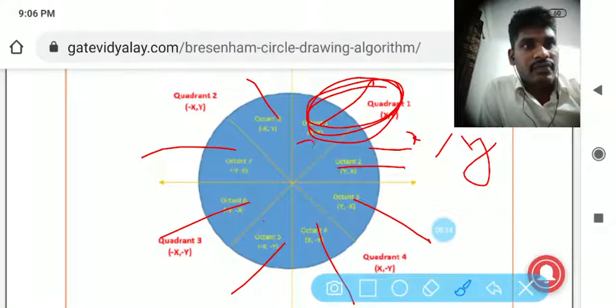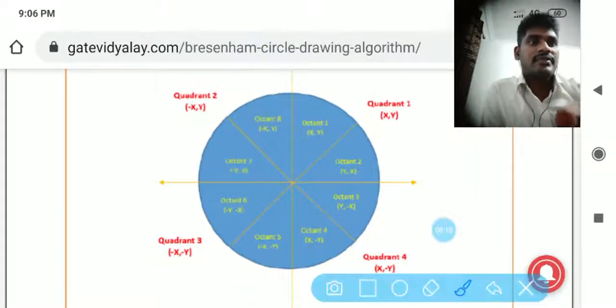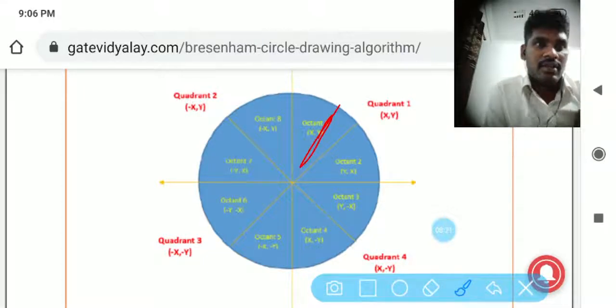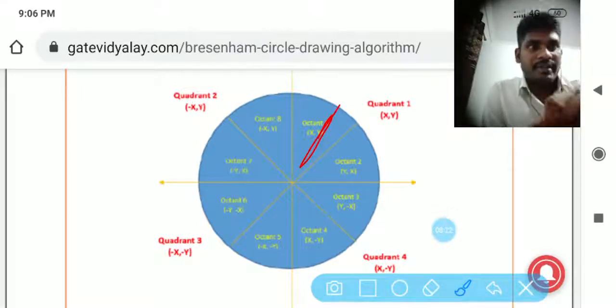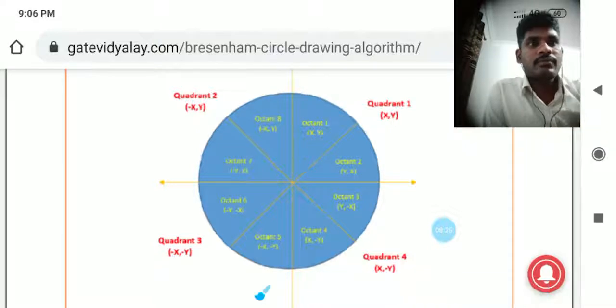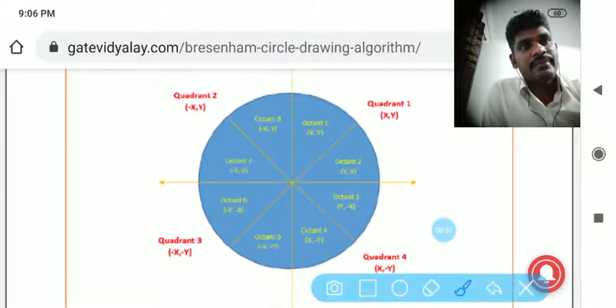This angle is 45 degrees. How much? 45 degrees. What is the angle of this? 45 degrees. Now you tell me, a circle is there. This is a circle.